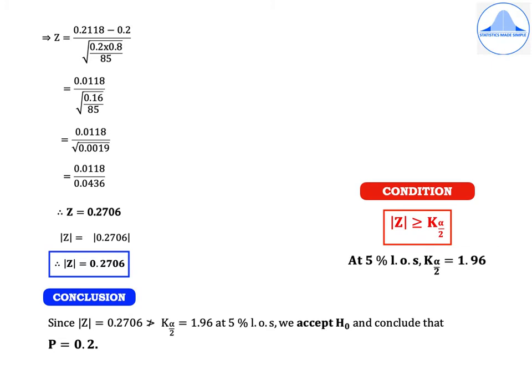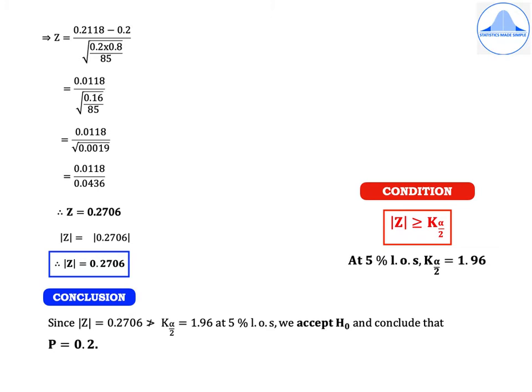Now because the alternative is two-tailed, this particular problem is a two-tailed test. So the condition which we use, I have shown it on the right hand side, which is highlighted in red color. So you have to check whether mod z is greater than or equal to k alpha by 2, and we know that at 5% level of significance, k alpha by 2 is equal to 1.96. Now we have found out capital Z. We need to find out mod Z. So mod Z will be modulus of 0.2706. The modulus of a positive number will remain positive. So finally we have mod Z is equal to 0.2706. Now compare mod Z with k alpha by 2.